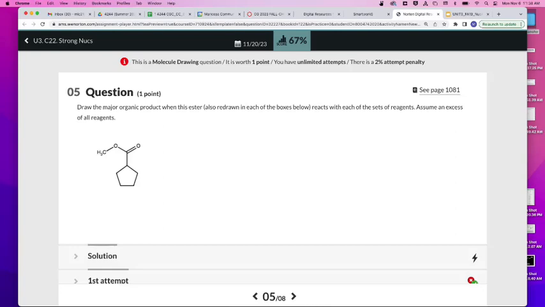In any case, let's get back to this. Draw the major organic product with this ester when it reacts with each of the sets of reagents. Okay, so this is actually going to be fun because what we're going to do instead is identify the chemistry in this molecule.